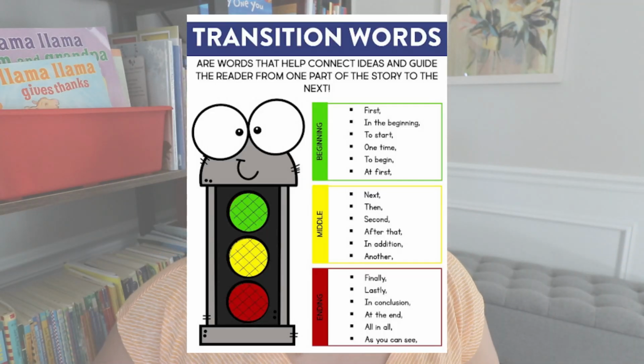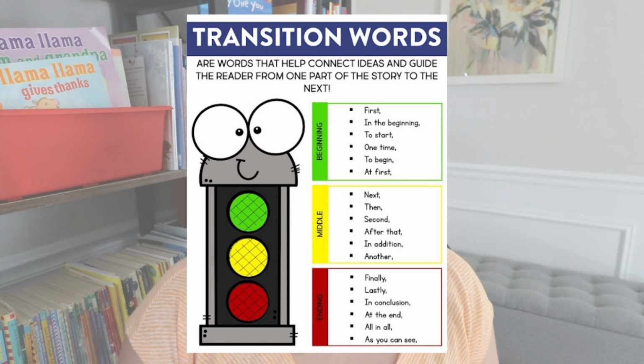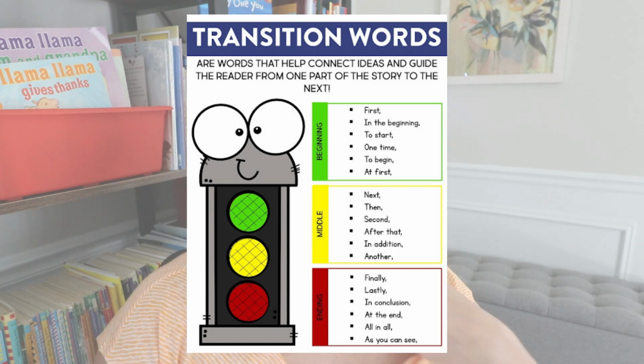Now, before we do that, I like to use an anchor chart like this one to explain what transition words are and how they help connect ideas and guide the reader from one part of the story to the next.